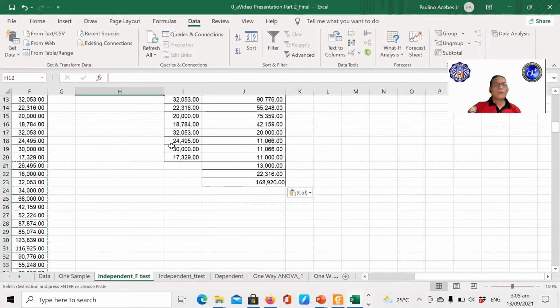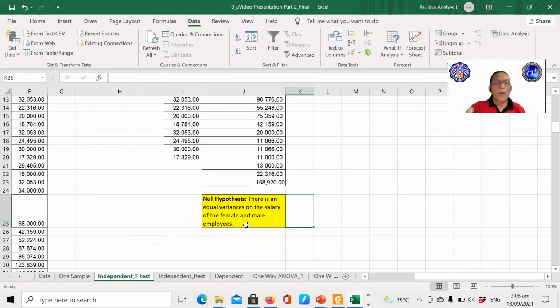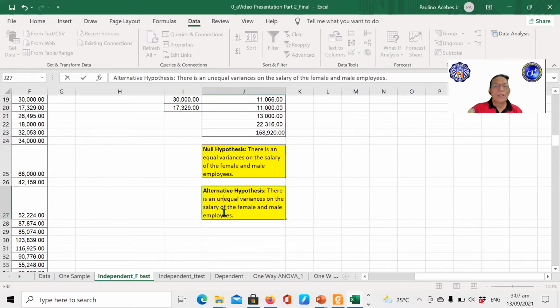What we're going to do now is write first the null hypothesis. Our null hypothesis here is there is an equal variances on the salary of the female and male employees. Our alternative hypothesis, there is an unequal variances on the salary of the female and male employees. So let's try to find out if we are going to reject the null hypothesis or not.